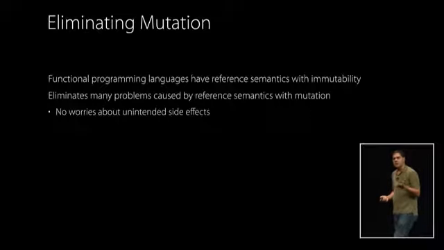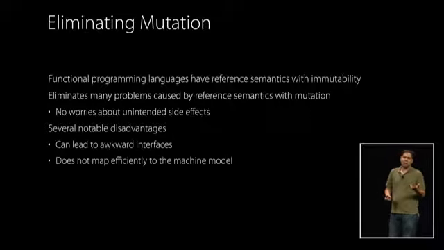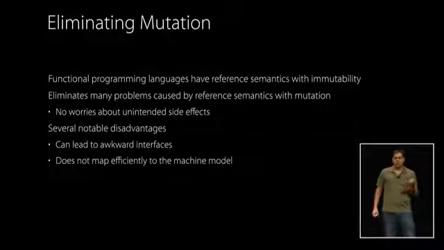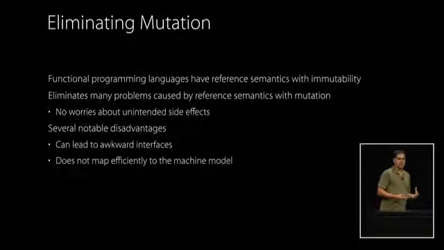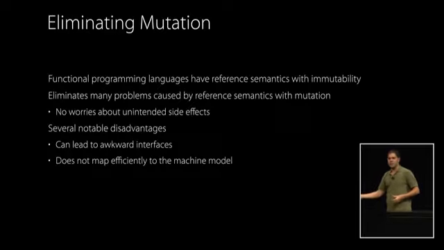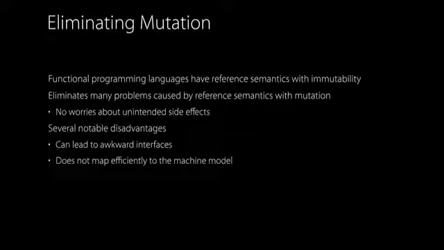The problem is that immutability has some disadvantages. It can lead to some awkward interfaces. Part of this is just the way the languages work, and part of this is that we're used to living in a world where we can mutate things. We think about state and mutating state, and so thinking in a purely immutable world can be a little bit weird for us sometimes.